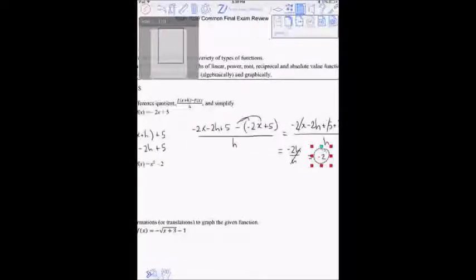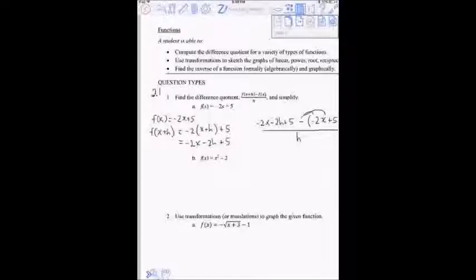And part B, similar. We have a quadratic function there in x squared. I'm going to start the same way. I'm going to say f of x equals x squared minus 2. So f of x plus h, the entire expression x plus h is going to replace that x in f of x. So instead of x squared, it's going to be x plus h squared minus 2.